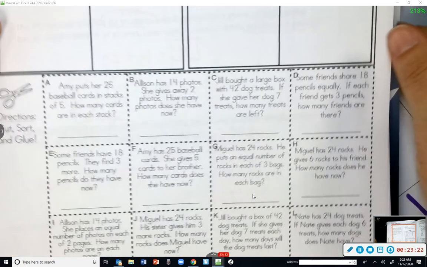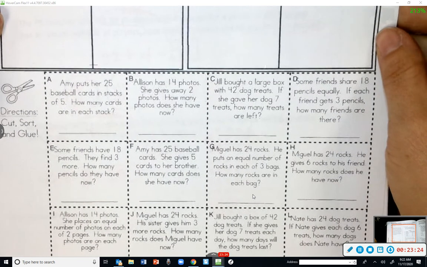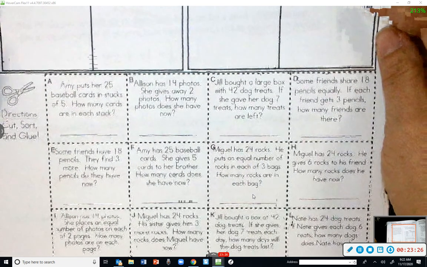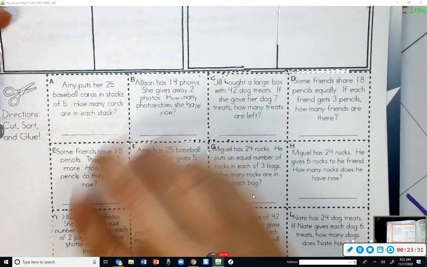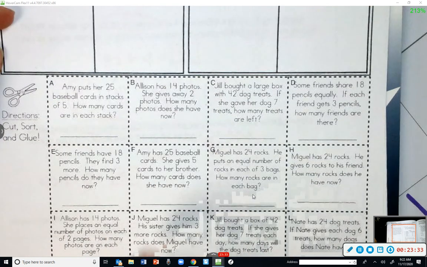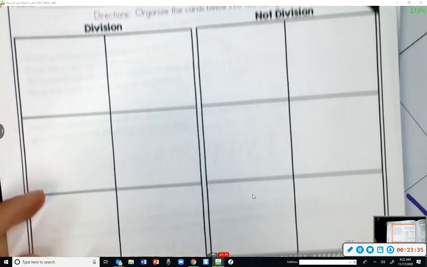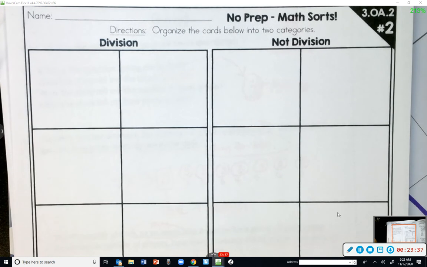Do we need to show our work? Yes. And where are we showing our work? On the blank piece of paper. Blank piece of paper. Okay? So work these out, and then the last thing you do is cut and glue and put it in the correct section. Okay, got it? Yeah.